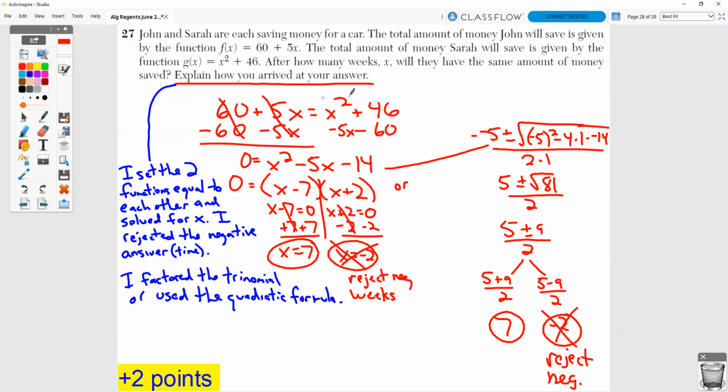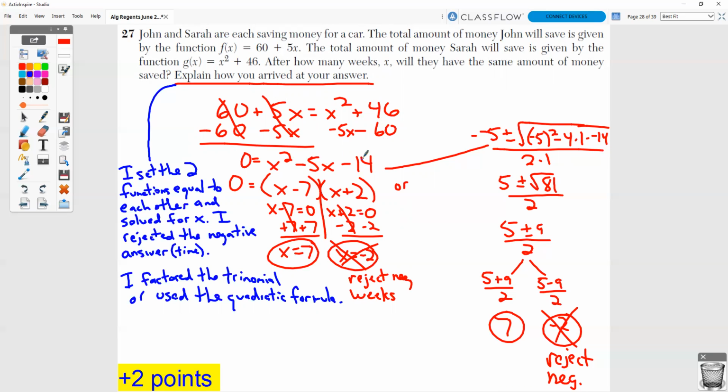Well, what we're going to do is set the one equation equal to the other equation. I want to get everything set equal to 0 because I can see that I have a quadratic in here. So I'm going to do minus 60 and minus 5x to get everything on that right-hand side. Now be careful. You can't subtract an x squared minus anything else. There's no other just plain x, but we can do 46 minus 60, which is minus 14. So now I have this equation, 0 equals x squared minus 5x minus 14.